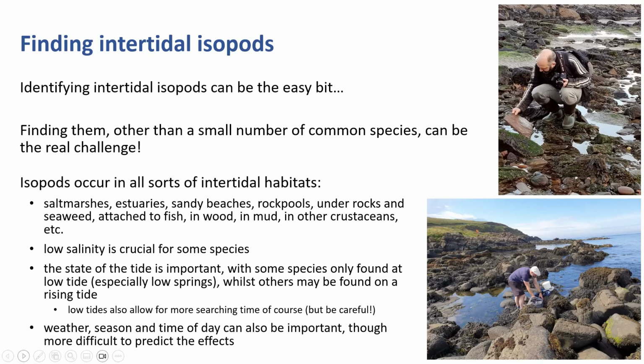The state of the tide is important for finding them. Some species are only found at low tide, especially low springs. If you can find a low spring that doesn't coincide with bad weather, it's brilliant, of course. Other species, for example, as the tide turns and comes up, you can find in those circumstances. Weather, season, time of day, and so on can be important. As always, if you're out on the coast, be careful because it's really dangerous.